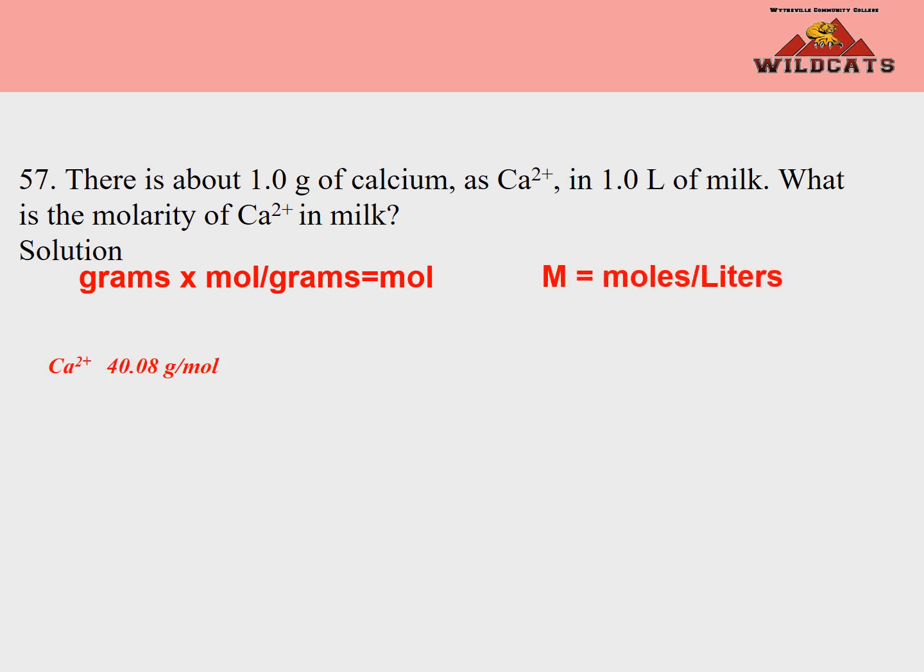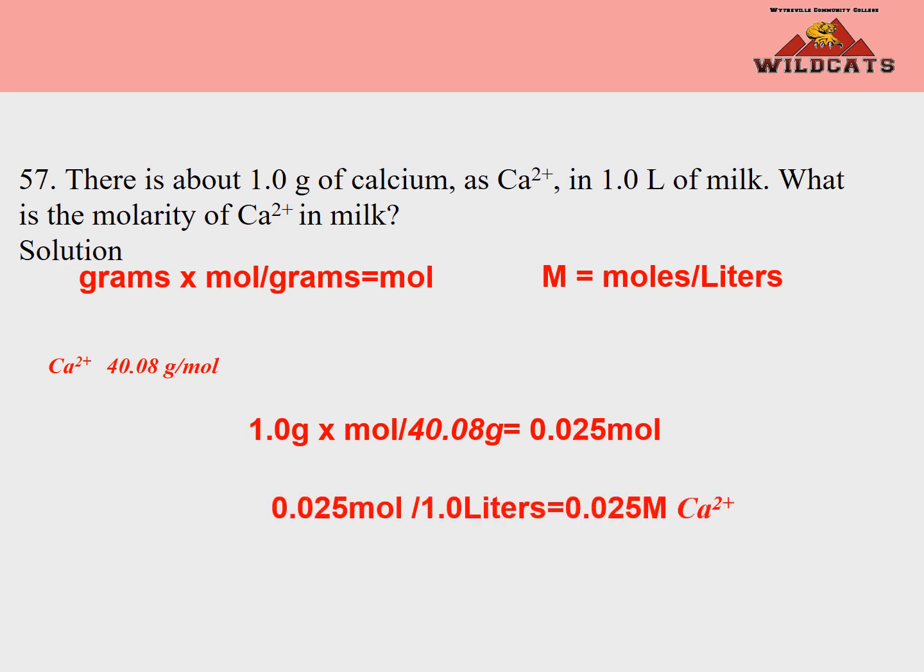So calcium ions have the same mass as a calcium element, because remember, electrons don't have any mass, or I shouldn't say they don't have any mass, their mass is insignificant. So I'm going to take that 1 gram divided by 40.08 grams per mole, we end up with 0.025 moles. Divided by 1 liter, and we end up with 0.025 molar calcium ion concentration in that.